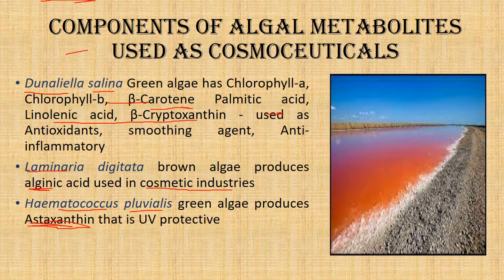Then is the Dunaliella salina. Dunaliella salina is also a planktonic green algae that is found growing in hypersaline conditions. This is also a halophyte, just like the algae Isochrysis we were talking about. Dunaliella is also a hypersaline halophyte that is mostly found in saltwater lakes and evaporation ponds also.